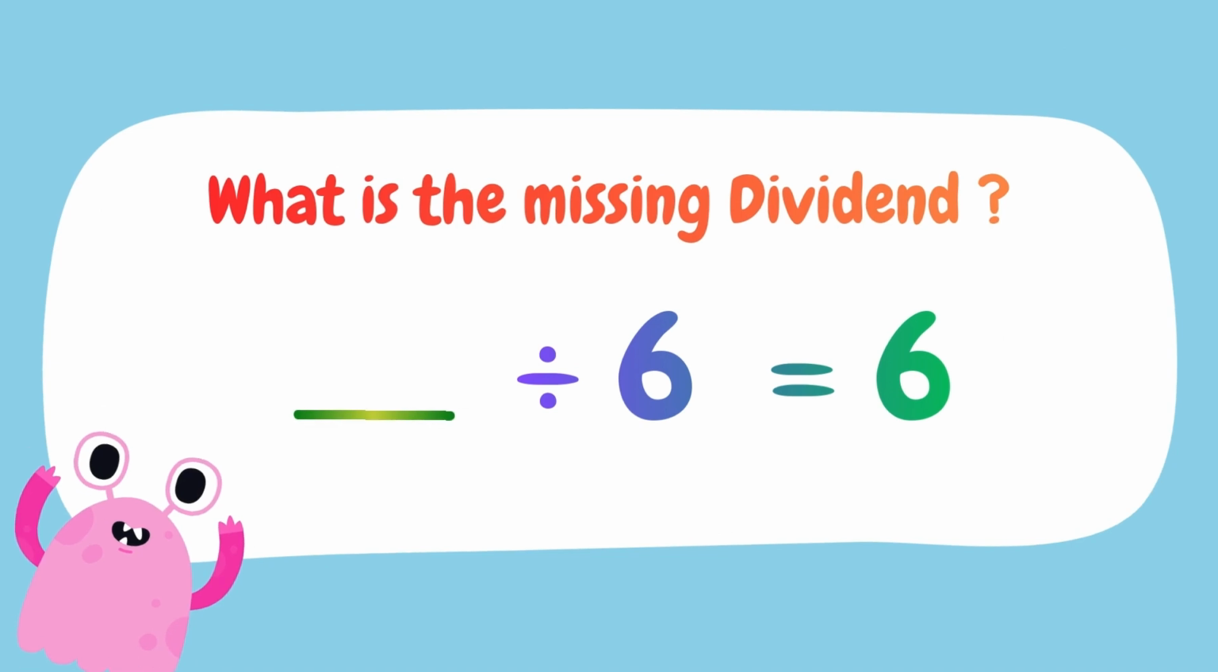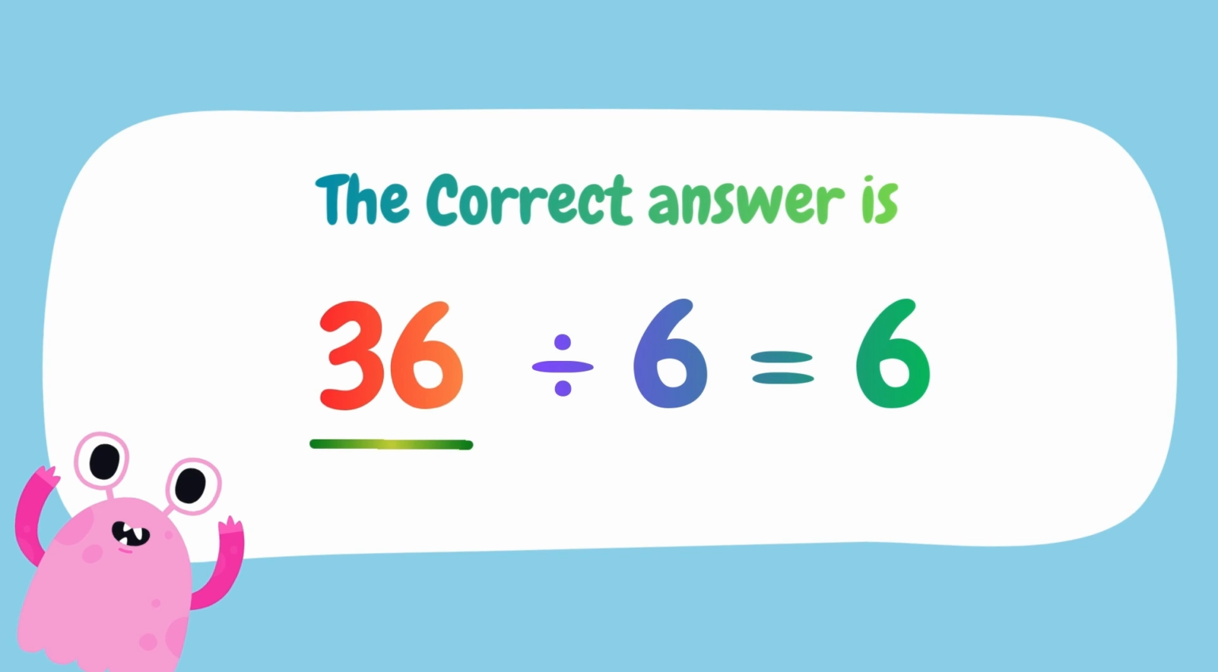What is the missing dividend? The missing number is 36. 36 divided by 6 equals 6.